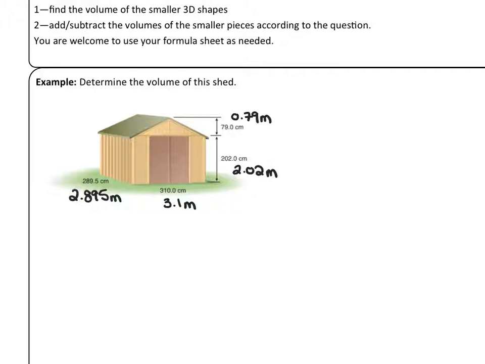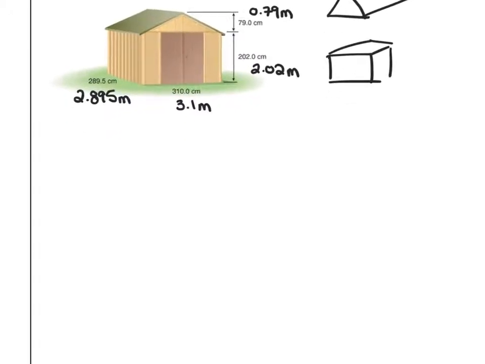Second thing we're going to do is split it into two different shapes. So you'll notice on the top we have a triangular prism, and on the bottom we have a rectangular prism. So what we're going to do is find the volume of the triangular prism and the volume of the rectangular prism, and then we're just going to add them together. It's really that simple for this. So let's go ahead. We'll do the first one, the rectangular prism.